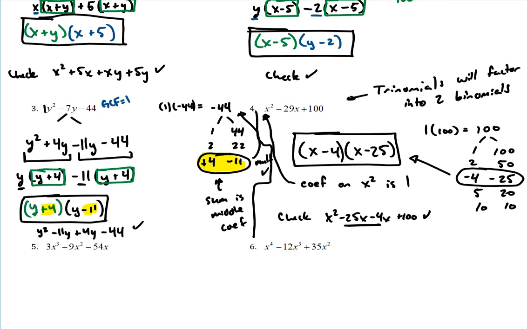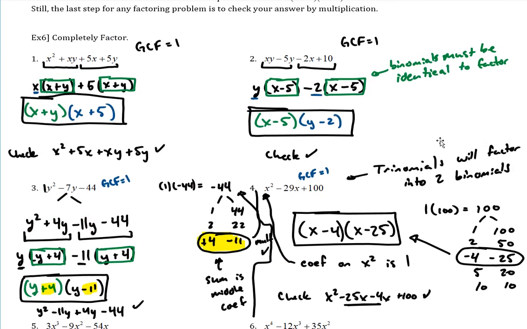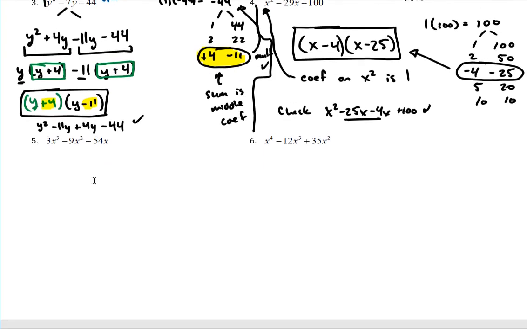So there's nothing in common with these three terms. So those have greatest common factor 1, which means you could just move on like we did in the first two problems. However, this next problem has a greatest common factor that's bigger than 1. So we need to catch that.